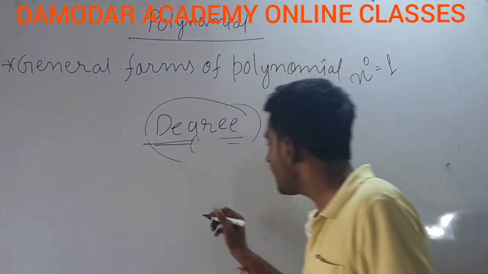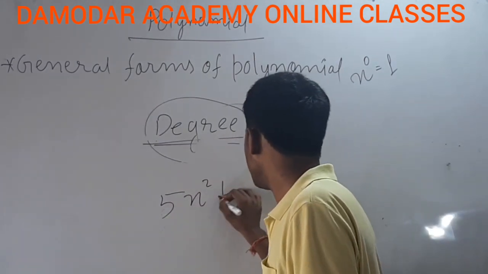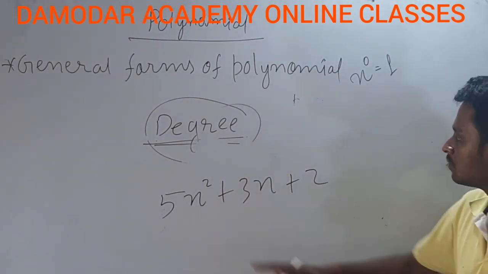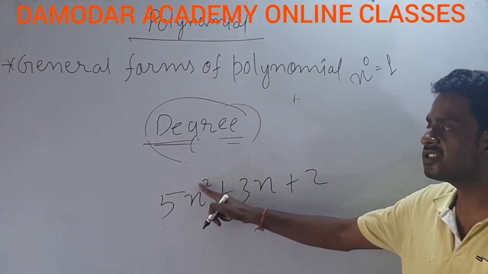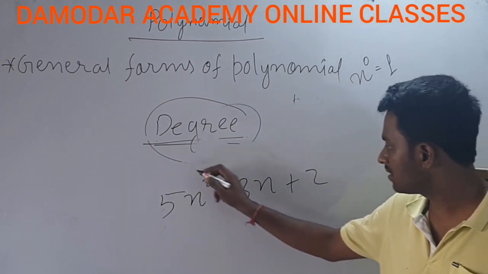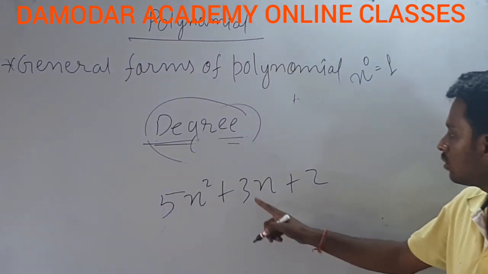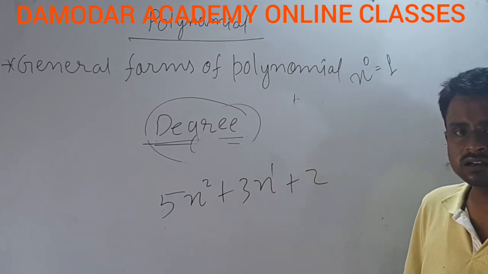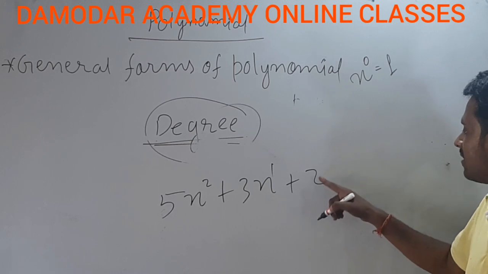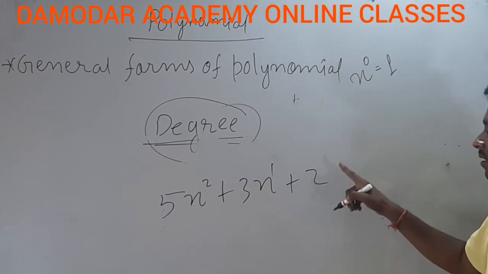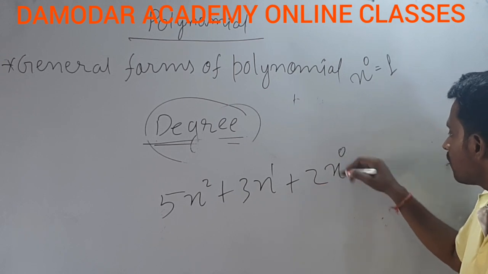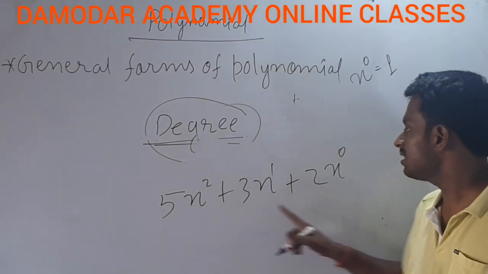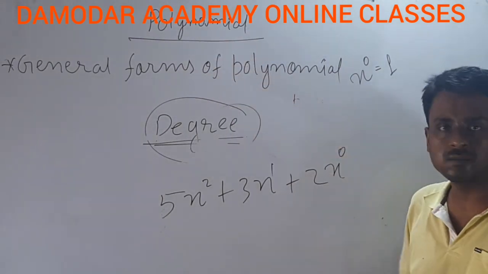As we wrote, 5x squared plus 3x plus 2. This is a polynomial. Why? x is the variable whose power is 2 and 2 is a whole number. This is the case for the first term. Now we will look at the second term. x is the variable whose power is 1. That means it is also a whole number. And for the third term, 2, we can write this in the form of x raised to power 0. 0 is also a whole number. That means this algebraic expression is a polynomial.